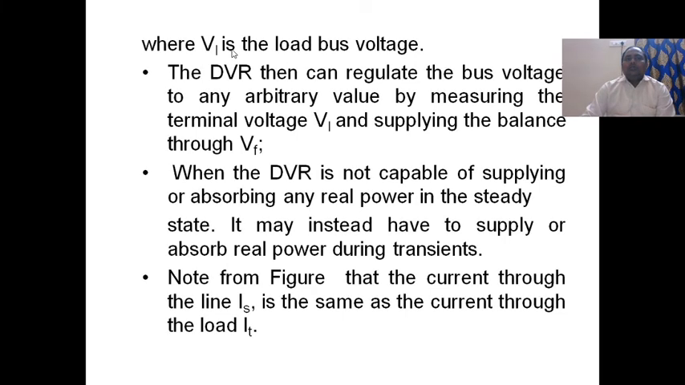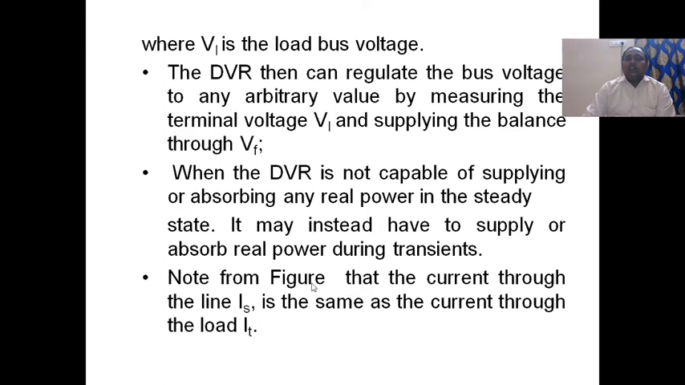Where VT is the load bus voltage, the DVR can then regulate the bus voltage to any arbitrary value by measuring the terminal voltage VT and supplying the balance through VF. When the DVR is not capable of supplying or absorbing any real power in the steady state, it may instead have to supply or absorb real power during transients.